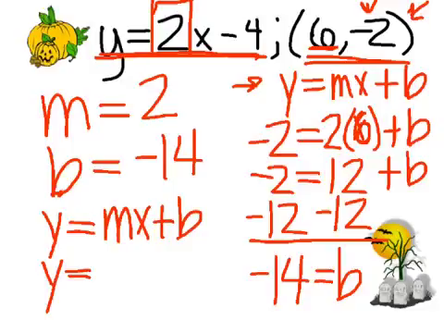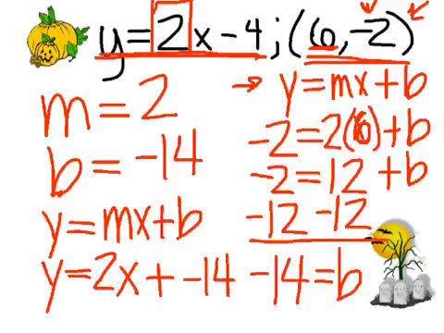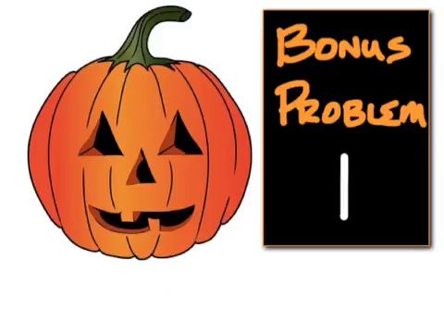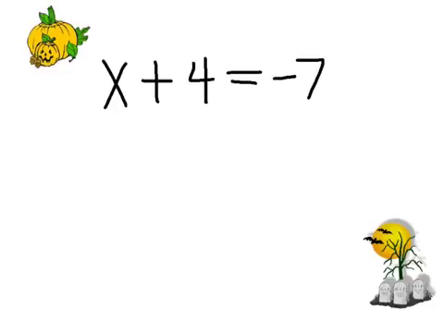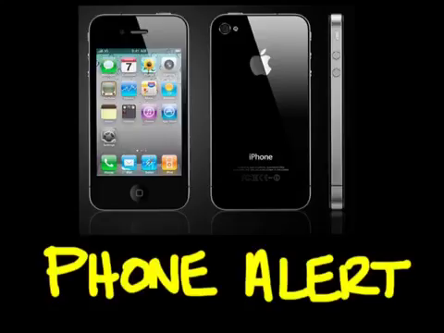So we plug in our slope. What's our slope? 2. What do we find for our y-intercept? -14. Good. So this is our final answer. Okay, answer for the bonus is -11.